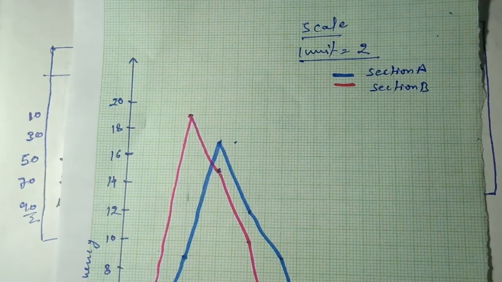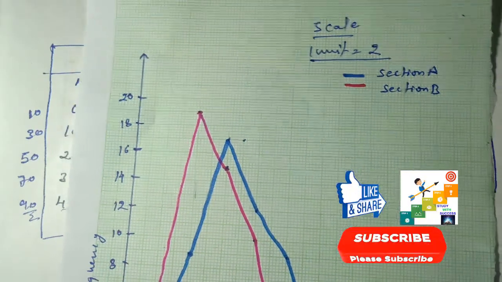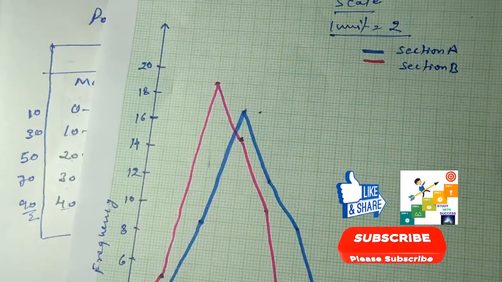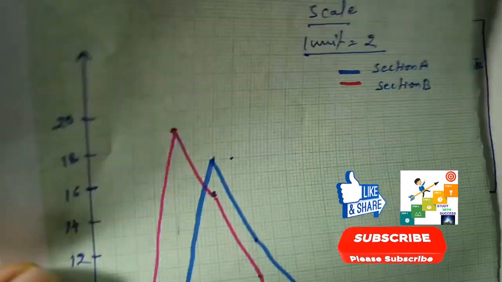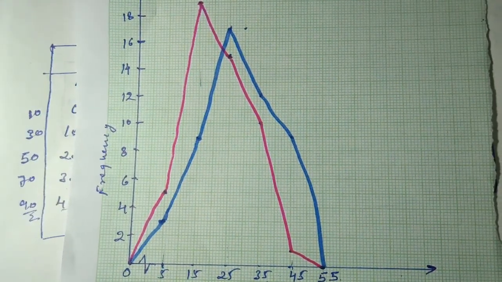So this way students, whenever 2 data sets are given, you have to draw the frequency polygon. You have to plot it on the same graph paper. Don't plot it on different graph paper. It will be drawn on the same graph paper. This point you have to know.